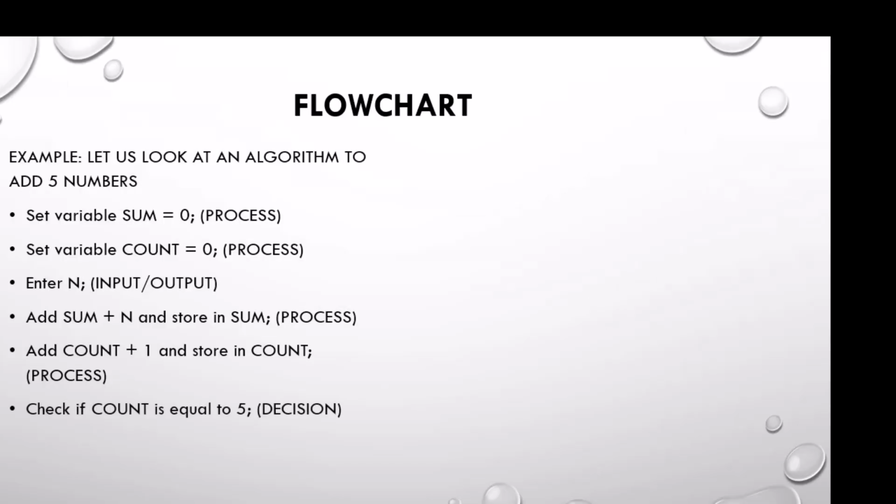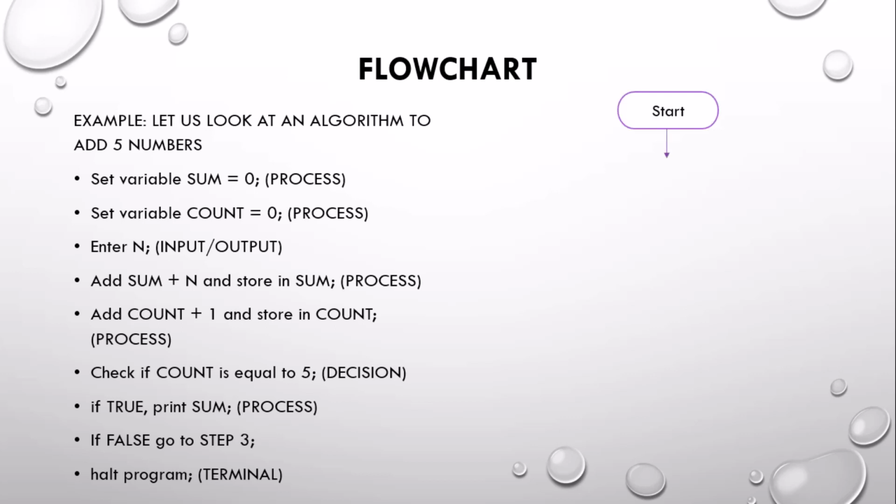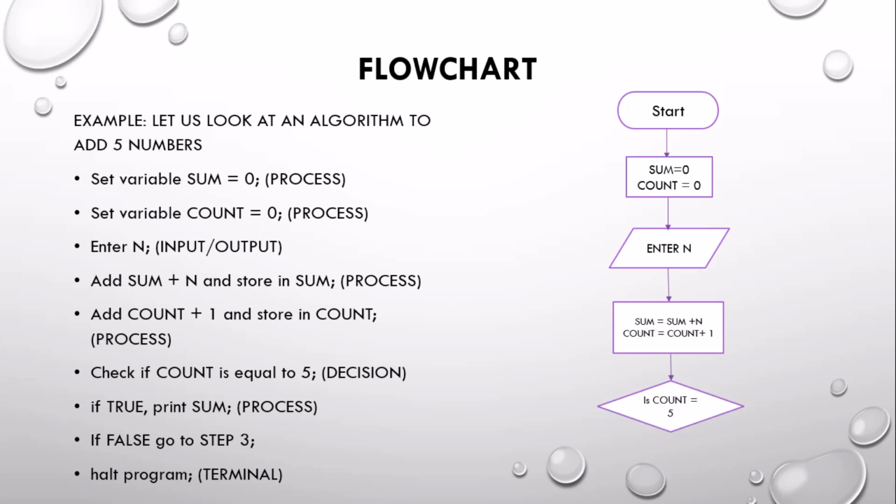We check if count is equal to 5. If this is true, we'll print the sum. If false, we'll go to step 3. And finally, we halt the program. The flowchart implementation at the right goes as follows. Now that is how we can achieve an illustration of our program using flowcharts.